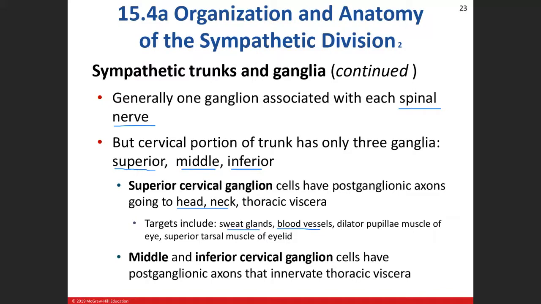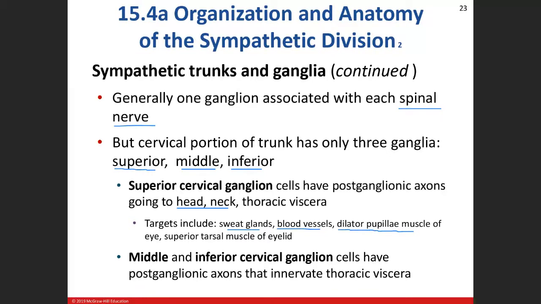When we were talking about the oculomotor nerve and how it controls the iris, the sphincter pupillae is the muscle that causes the iris to become smaller. Well, in the sympathetic, we have the dilator pupillae muscle. That's the muscle that makes the pupil bigger, so we can let more light in. And then we also have the superior tarsal muscle, which helps to elevate your eyelid.